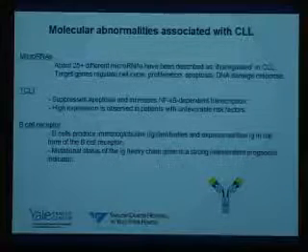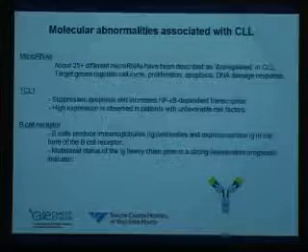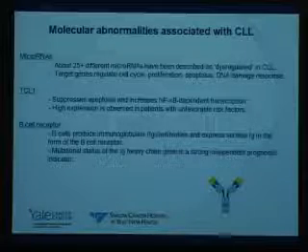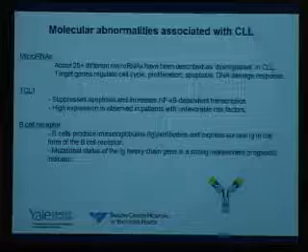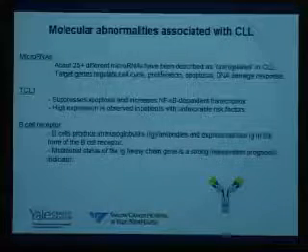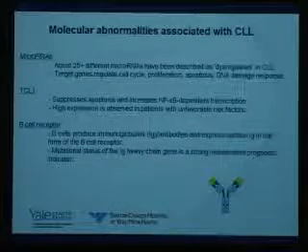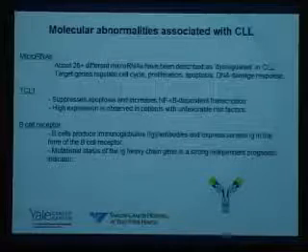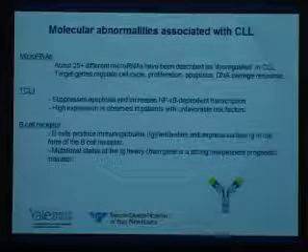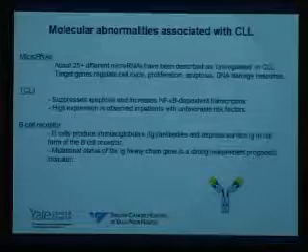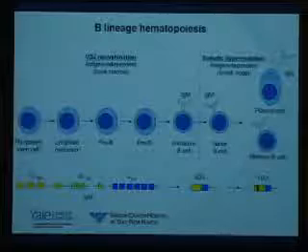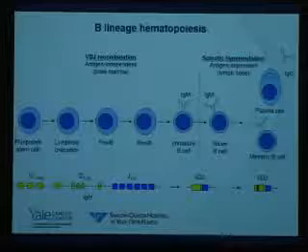Perhaps the most studied factor in CLL has been the B cell receptor. B cells produce immunoglobulins, or antibodies, and express surface immunoglobulin in the form of the B cell receptor. And mutational status of the immunoglobulin heavy chain gene is a strong independent prognostic indicator. So what do I mean by mutational status?